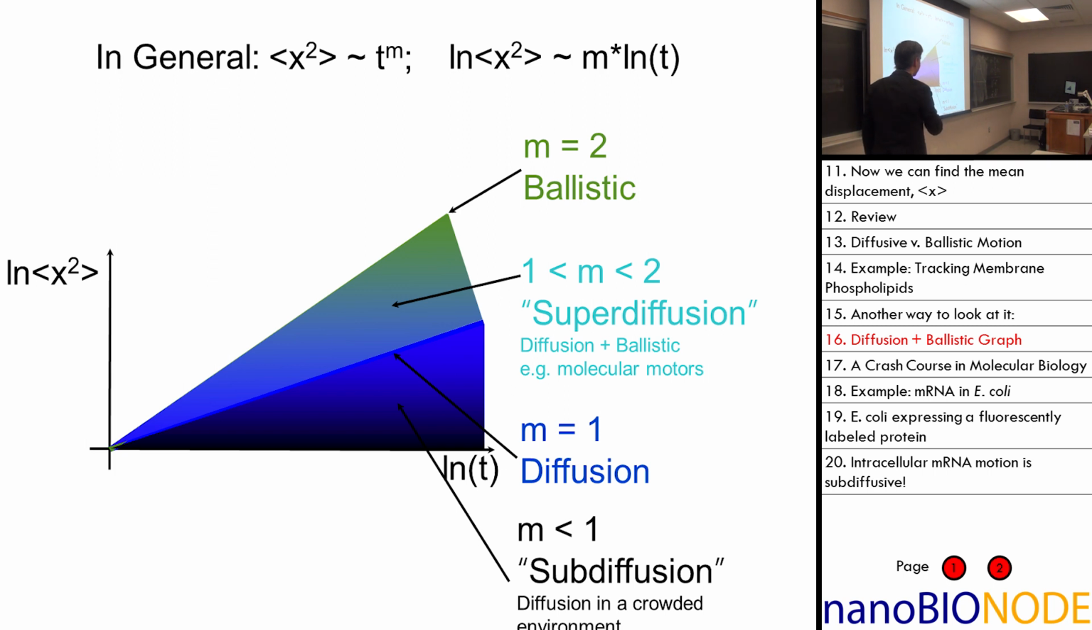So these are the different kinds of motion you can get. Deterministic or ballistic; superdiffusion, which is like molecular motors; diffusion, which is purely random; and subdiffusion, which is random motion in a crowded environment.